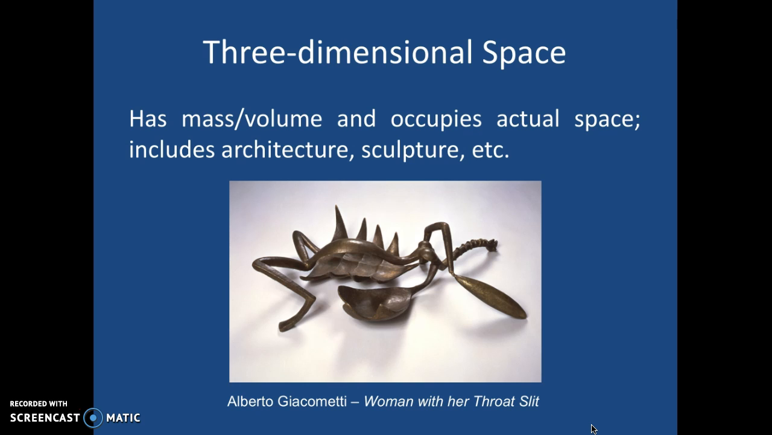There are several different types of space that we refer to within art, and the most prominent of these is three-dimensional space, which means that something has either mass or volume and occupies actual space, so the real world. Types of art that have three-dimensional space include architecture, sculpture, things that you can actually physically touch and occupy the real world. A work of art such as sculpture or architecture can be walked around, touched, and is part of the same world that you and I occupy.